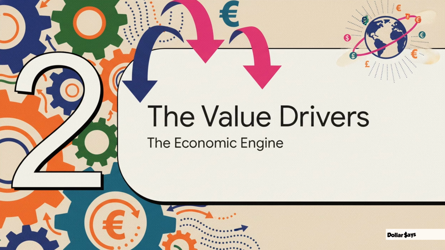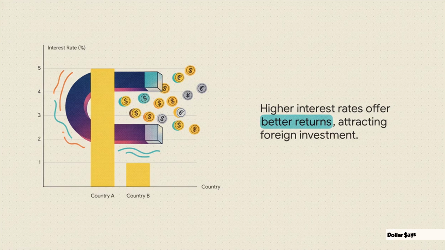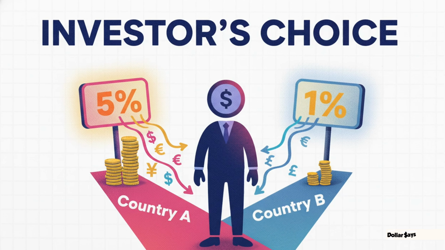Let's pop the hood and look at the economic engine that drives all of this, starting with probably the biggest factor of them all. Interest rates. These are set by a country's central bank, and you can think of them like a giant magnet for global money. A country that sets high interest rates is basically offering a better payday for anyone holding its currency. I mean, think about it from your perspective. If you could earn 5% interest on your savings in country A versus a tiny 1% in country B, where are you going to put your cash?